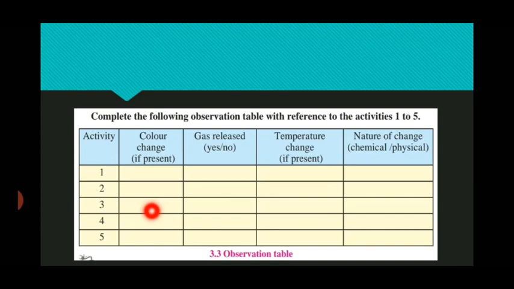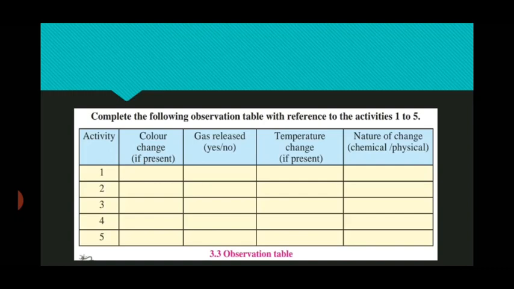Now come to the fourth activity. Add sodium carbonate solution to the calcium chloride solution. So what do we see there? What color? White color. And is gas released? No, there is no gas released. And here the temperature decreases. And again, which type of change is this one? Chemical change.